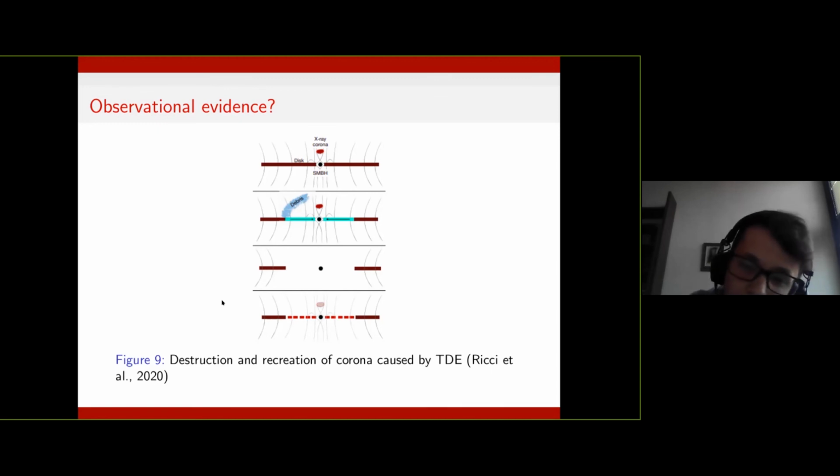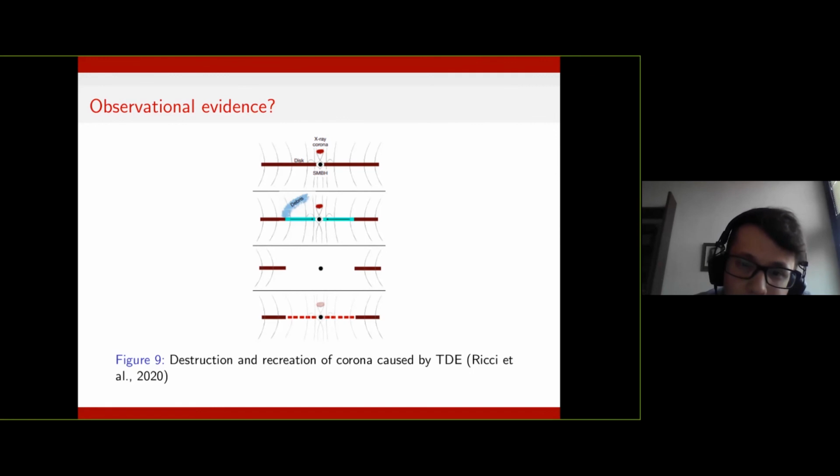So the mechanism of the gap creation in this case is slightly different from ours, but it makes it clear that events of this nature can be observable and might have some astrophysical realization.